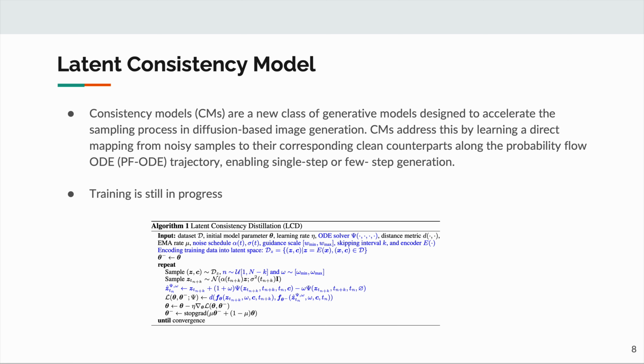For the advanced technologies, we tried implementing the latent consistency model. This new class of generative model is designed to accelerate the sampling process in diffusion-based generation. The model aims to directly map noise to clean counterparts using a flow-based ODE trajectory. Although this technique promises faster training time, we are still in the early stage of training and do not have complete results yet. Given more time and resources, we hope to further improve our model performance and image quality.